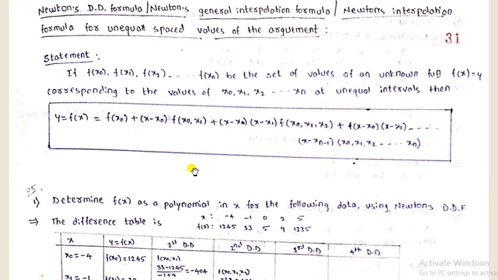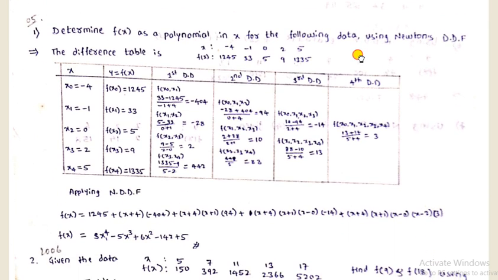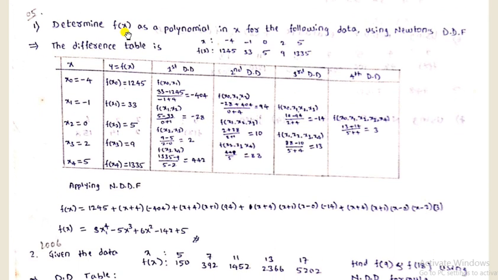Now we solve examples on Newton's divided difference formula. First example: determine f of x as a polynomial in x for the following data using Newton's divided difference formula. The given table is x equal to -4, -1, 0, 2, 5 and f of x is 1245, 33, 5, 9, 1335.